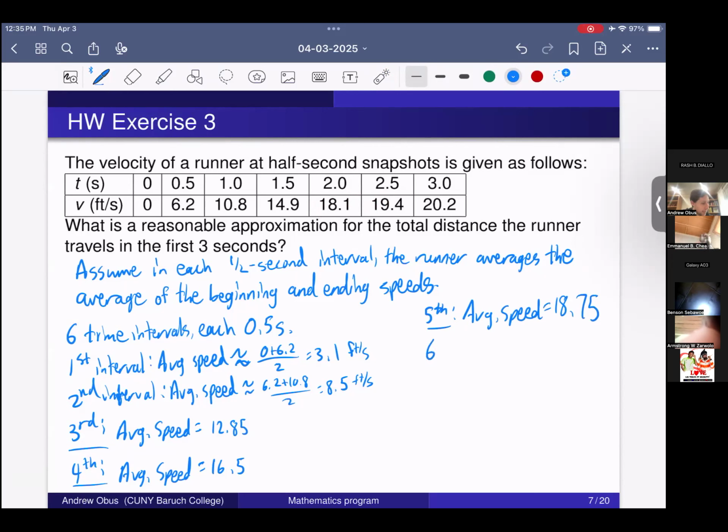And lastly, in the sixth interval, the average speed is the average of 19.4 and 20.2, which is 19.8. Okay, so I didn't write down all the calculations, but they're all done the exact same way as these first two.